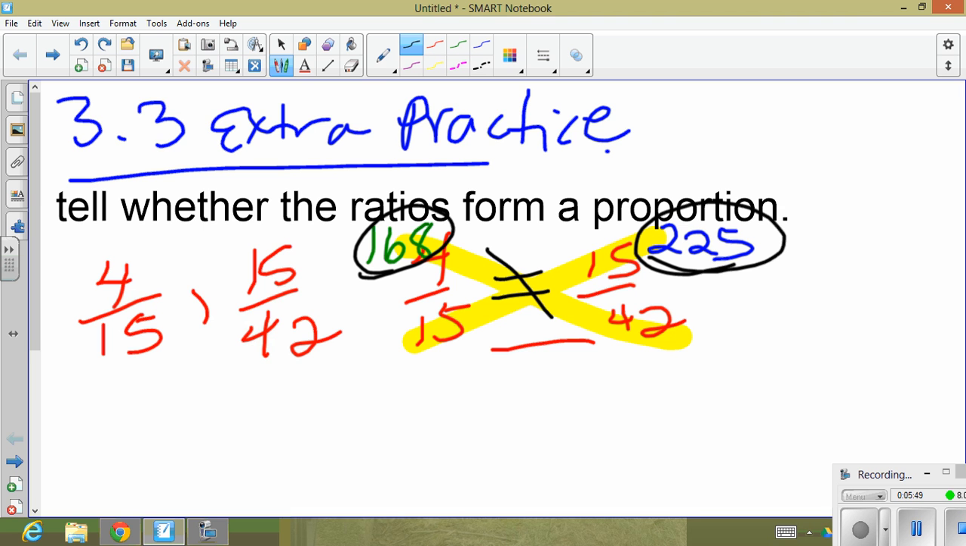All right, we're not comparing them, we're just trying to figure out if they form a proportion. Are the fractions equal to each other, is what this question is saying.